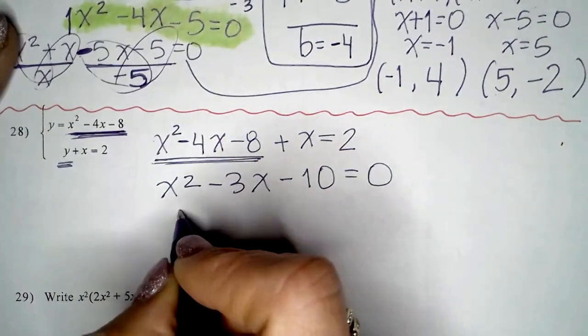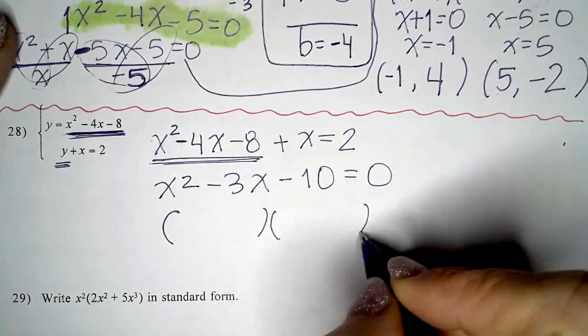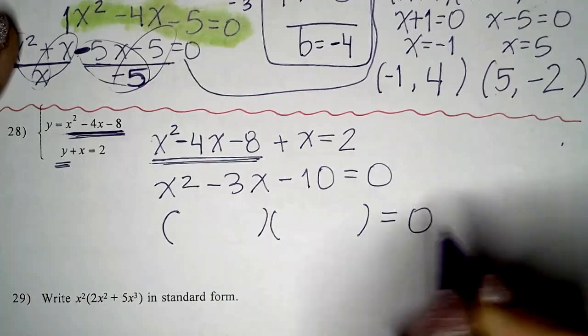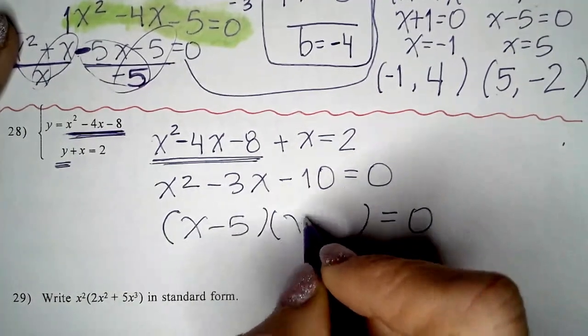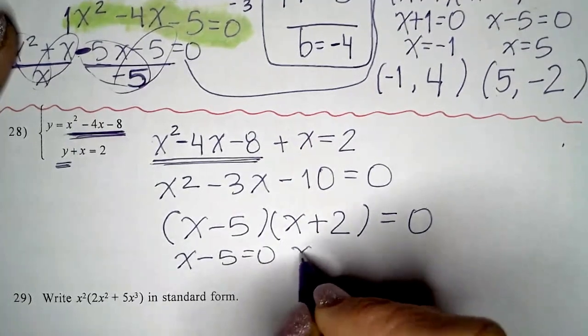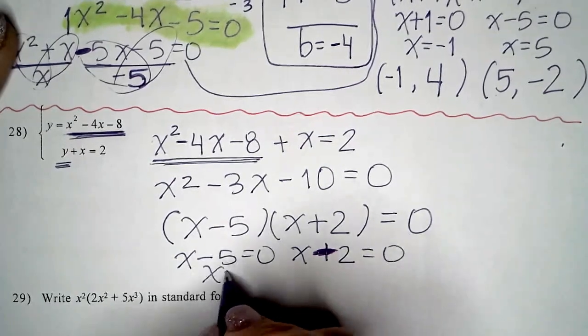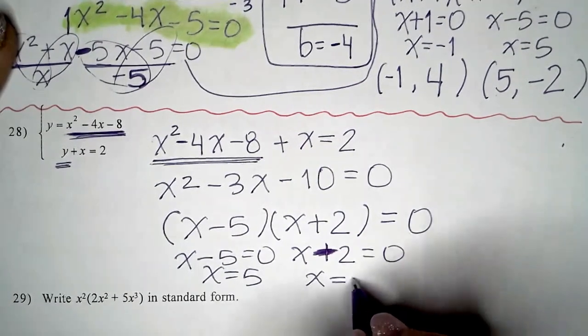Then if I factor by the AC method, I'm going to just give you the factored form because I showed you a bunch already. We'll do other ones together. You should get x minus 5 and x plus 2. After that, you set each equal to 0. That gives you two different x values, which is good. That gives me x is 5, and that gives me x is negative 2.